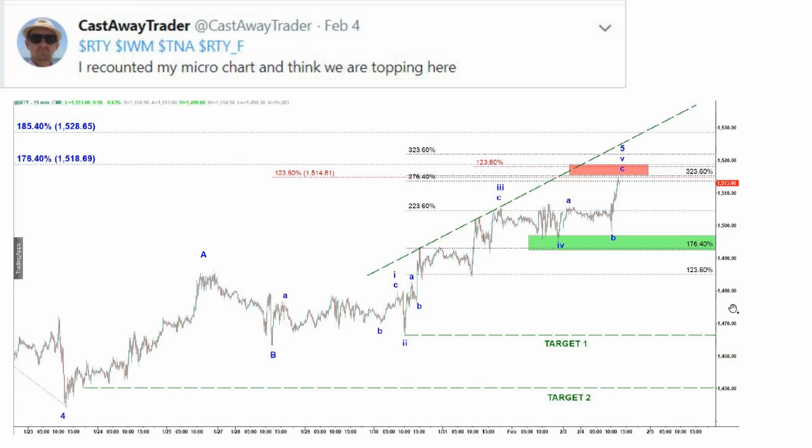On February 4th, I tweeted, I recounted my micro chart and think we are topping here. So in my opinion, that was a confident shorting setup. I'm not going to explain the whole technique I used here, because you may know that I have a video course, and tonight I'm posting a detailed explanation of what I did here, what technique I used and what specific ratio I used.